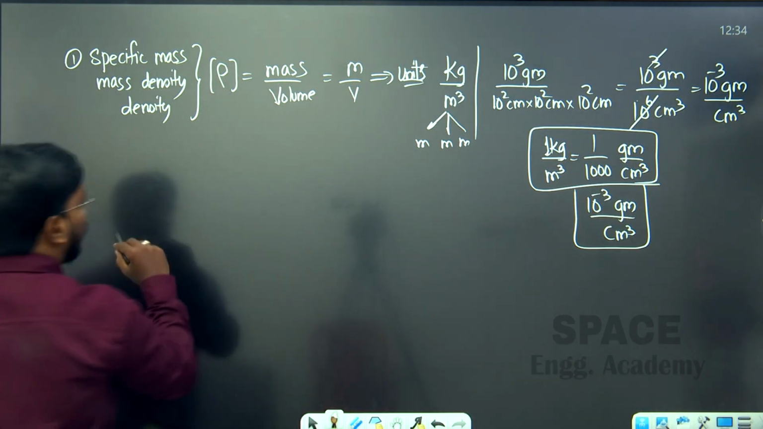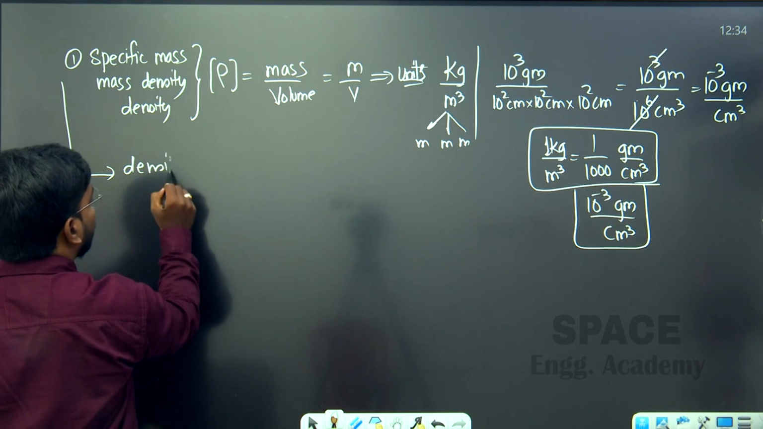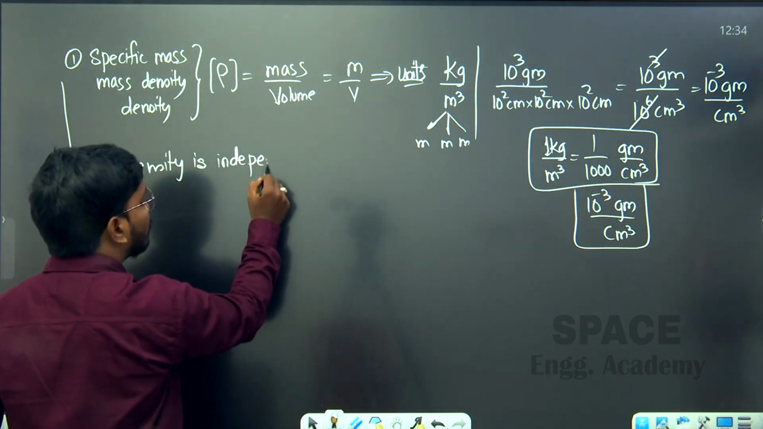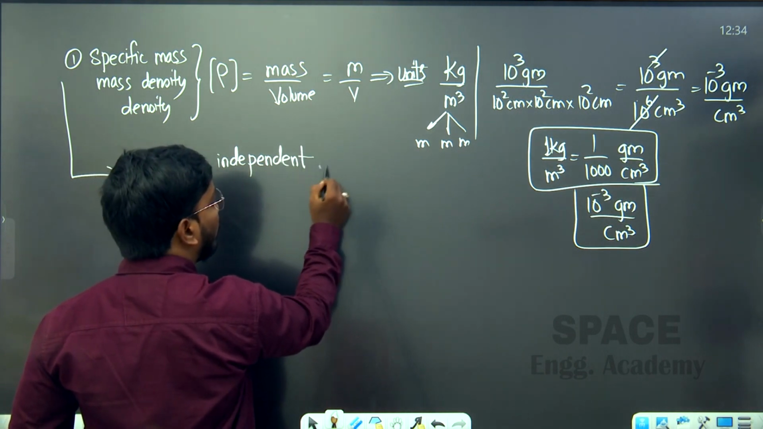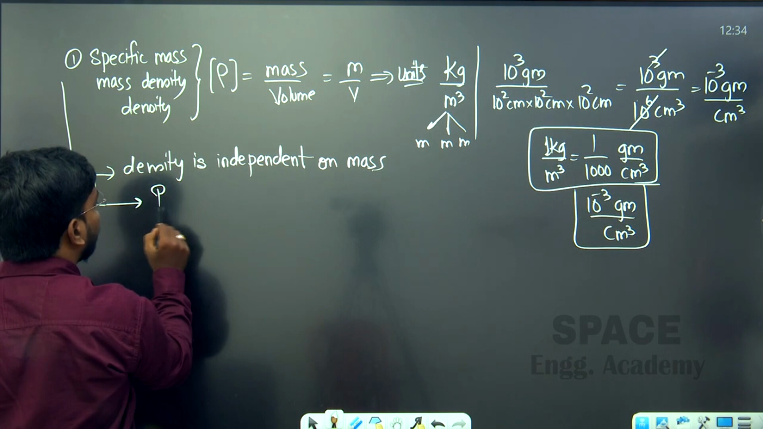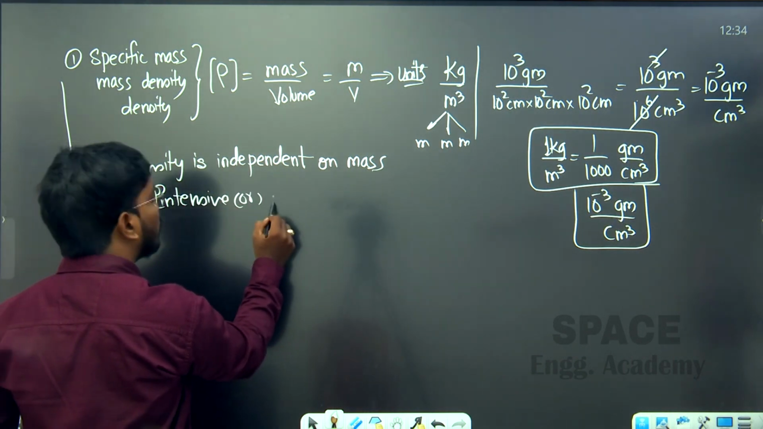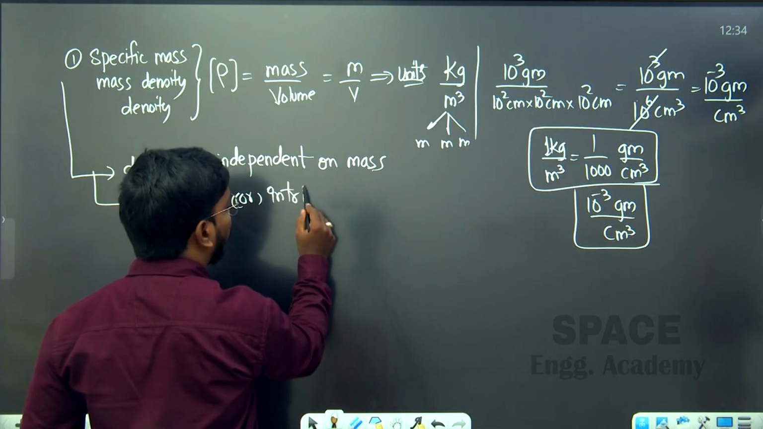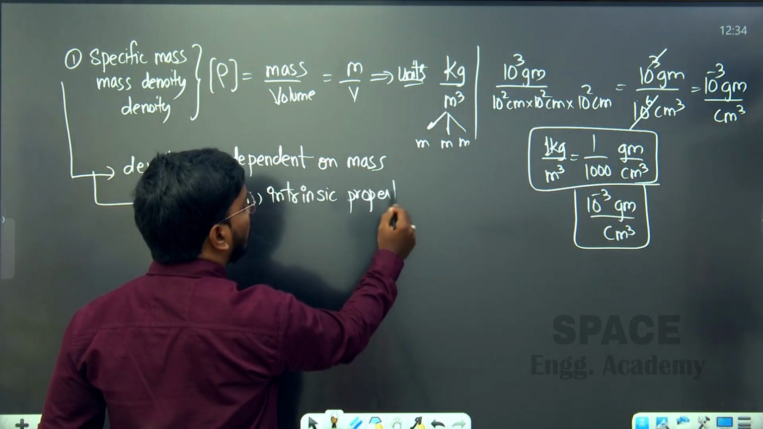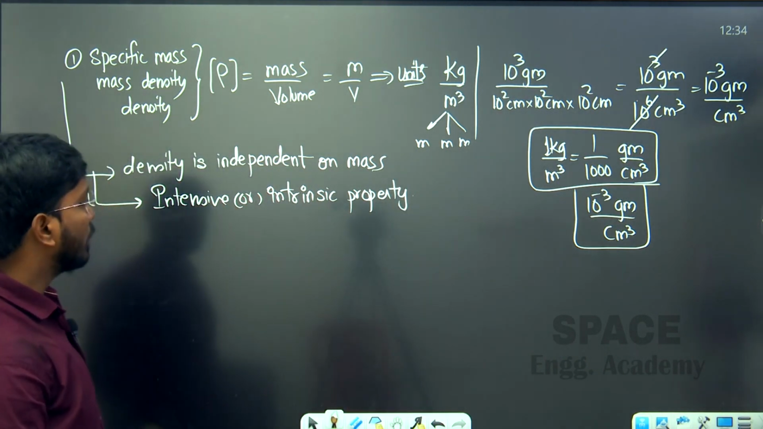What have we discussed here? Density is which property? Independent of mass. Density is which property? Its name is intensive, or it can also be regarded as an intrinsic property. Intensive property or intrinsic property. Okay, this is an important point regarding density.